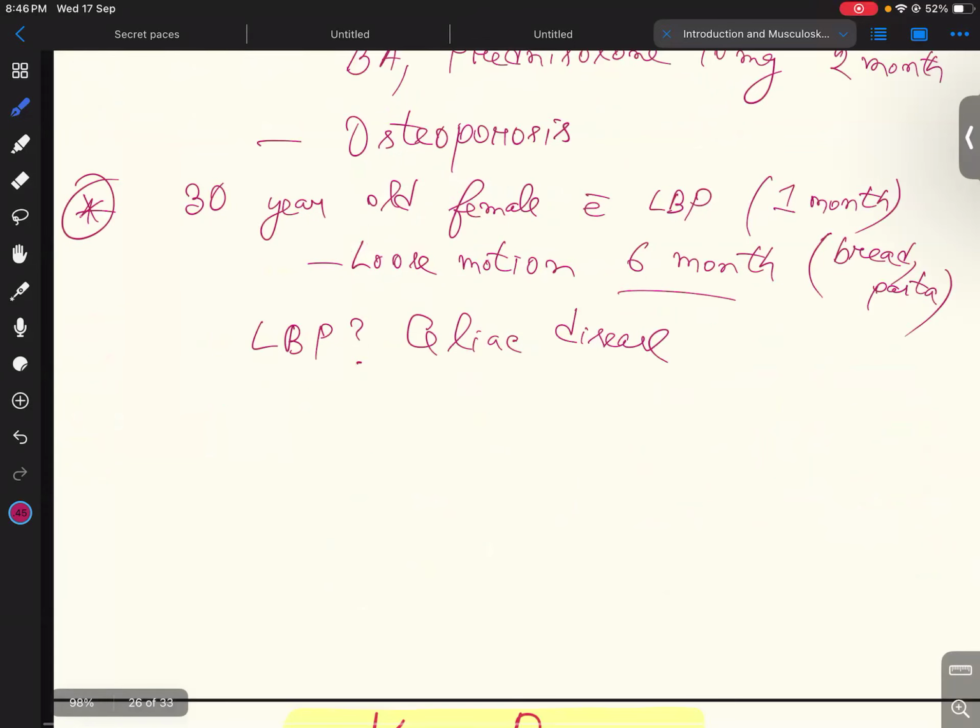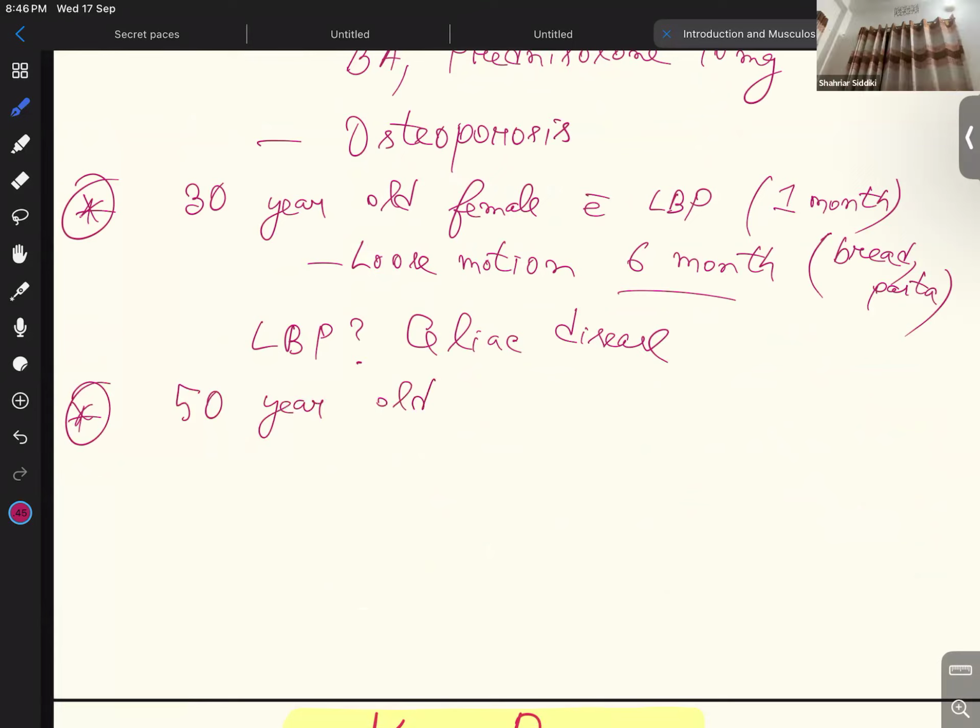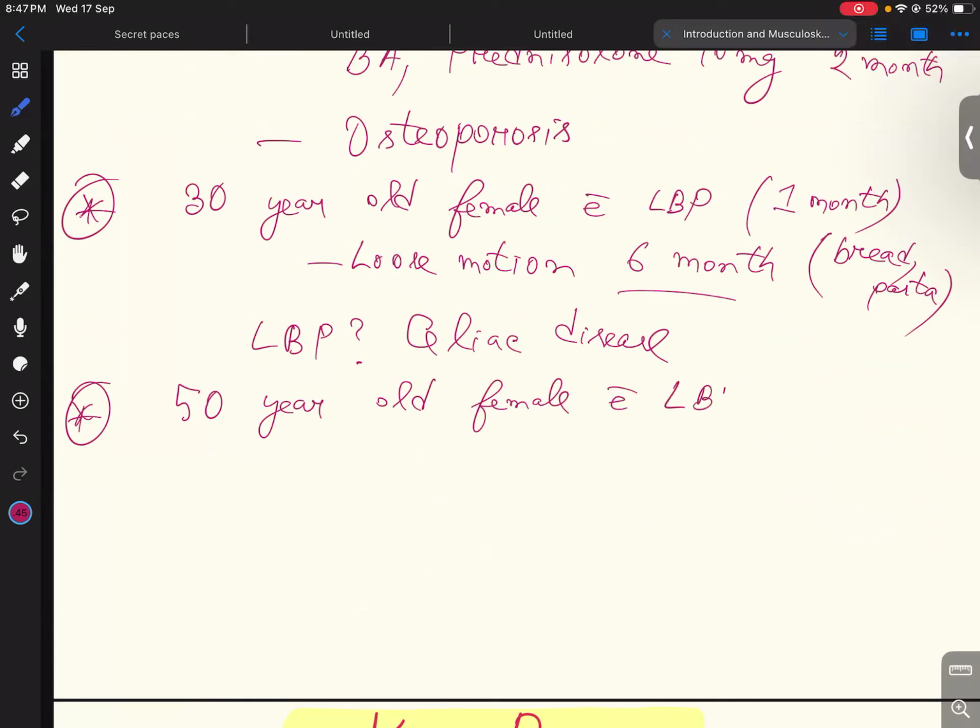Then let me ask you another question. A 50-year-old female with severe low back pain, and she has a past medical history of breast cancer, and it was cured 5 years back. So what is the cause of low back pain in this patient? Bone metastasis. Wonderful, bone metastasis.